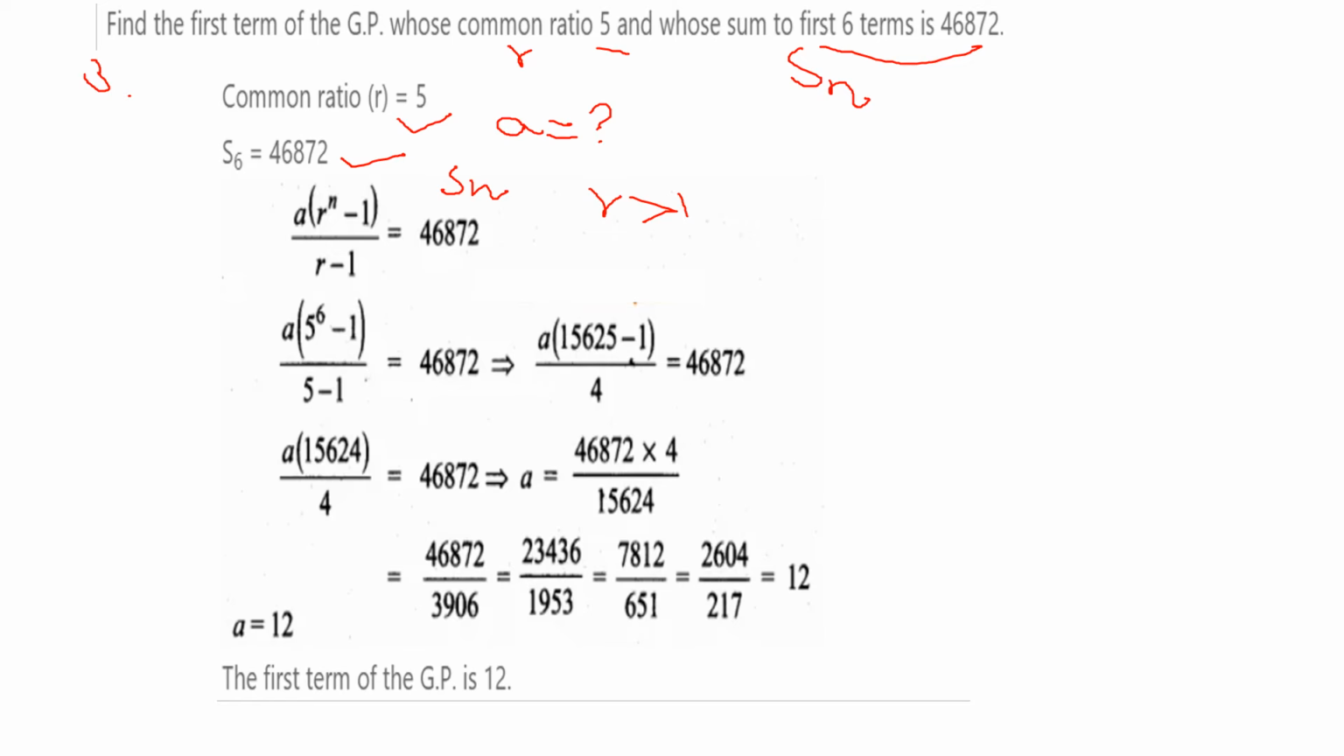5 to the power 6 is what? 5 into 5 into, write it as 6 times, 5 5s are 25. Here also you do it, 5 5s are 25 and 5 5s are 25.